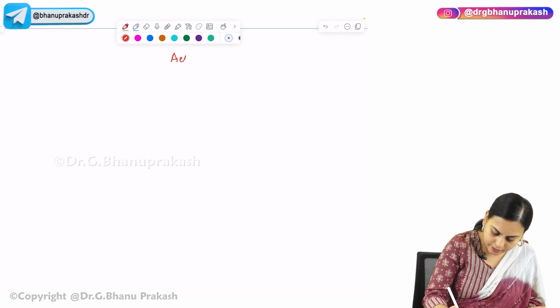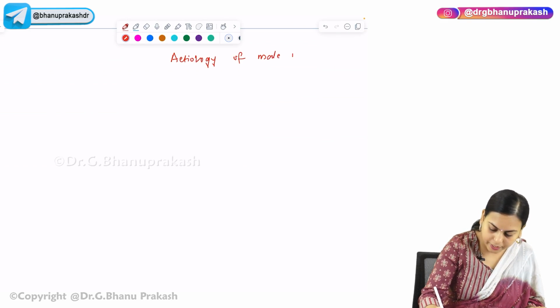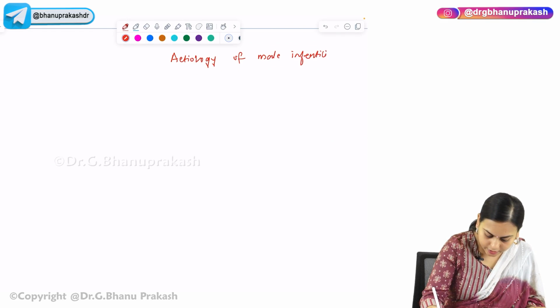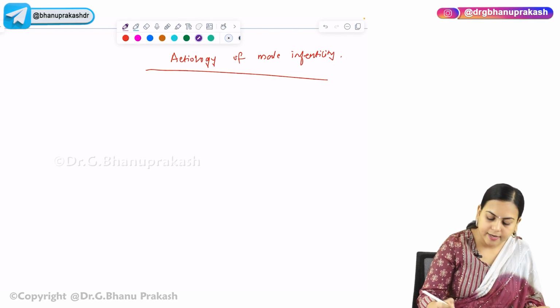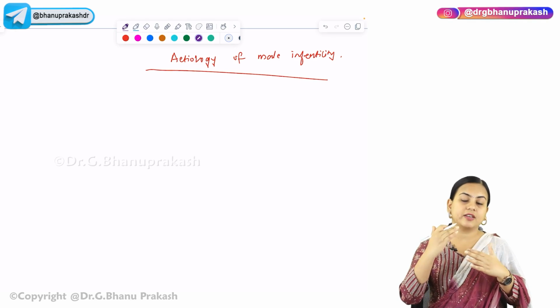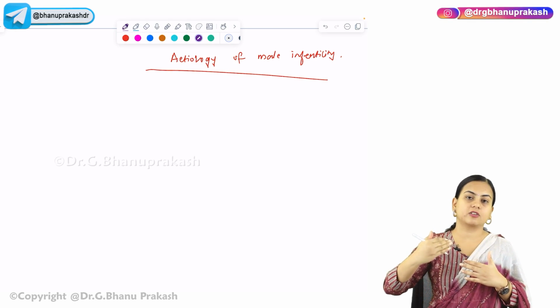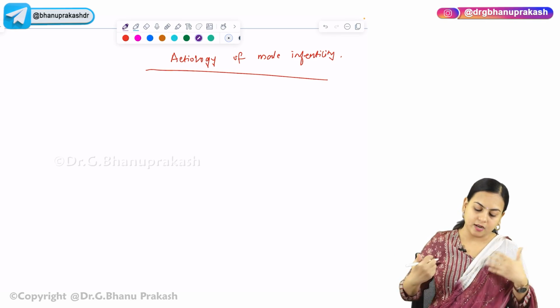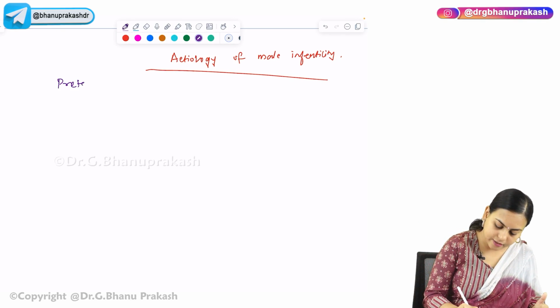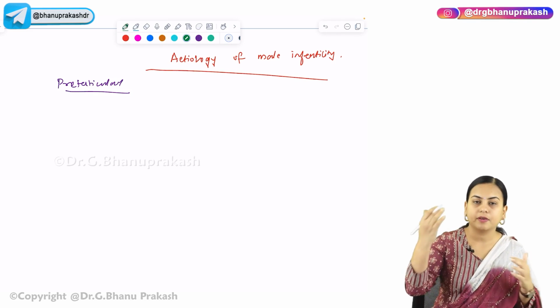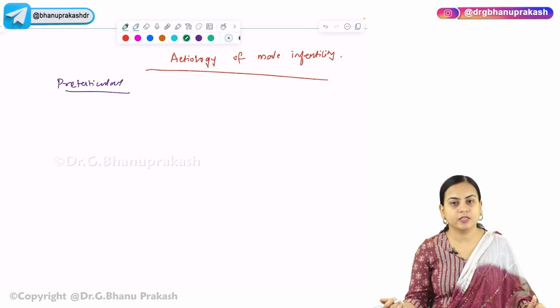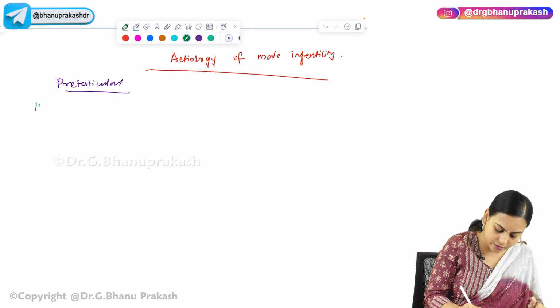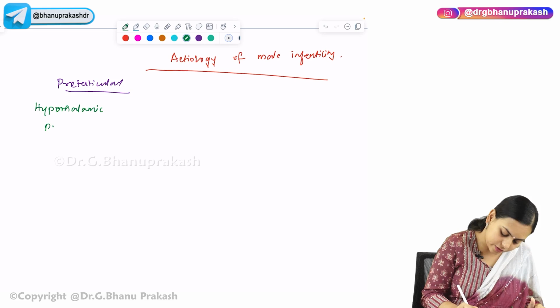So, let's discuss the etiology of male infertility. Etiology of male infertility can again be seen at three levels: pre-testicular, testicular and post-testicular. Obviously, when we say pre-testicular causes of male infertility, which compartment are we discussing? Yes, it is going to be the CNS once again. So, it is hypothalamic pituitary disorders.